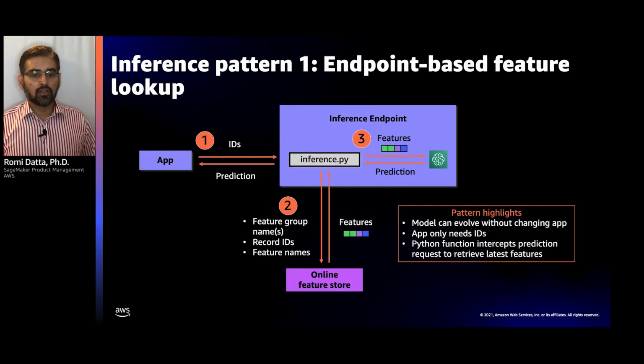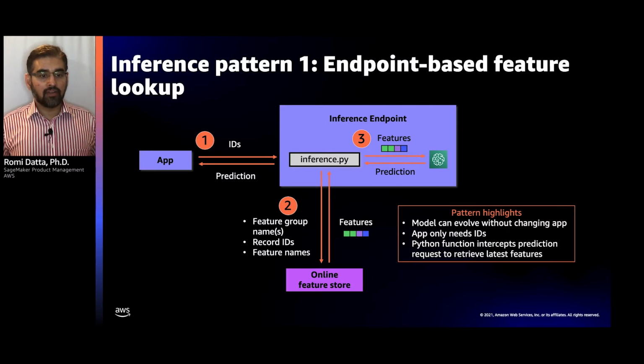For inference, you would read from the online store. There are two APIs to read from the online store. One is a GetRecord API, which lets you read a single record at a time from a single feature group. And that, as we have said, we have seen latencies as low as single-digit milliseconds. Another API is the BatchGetRecord API, which lets you read up to 100 records from up to 10 different feature groups in a single call.